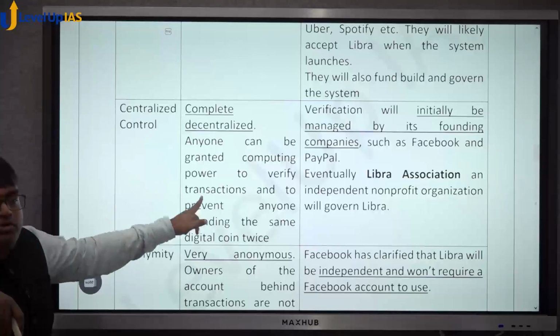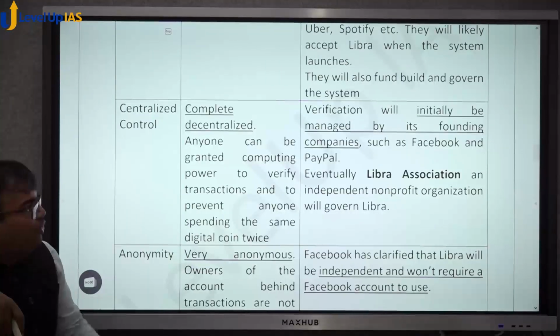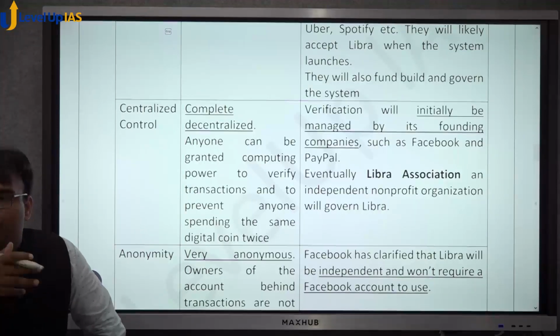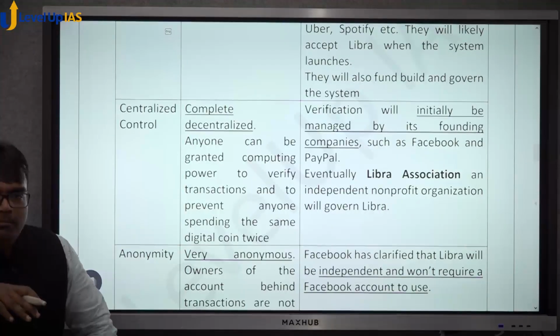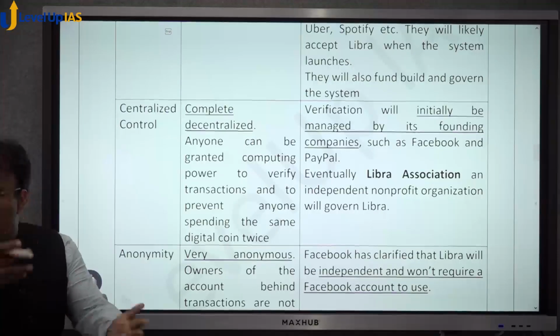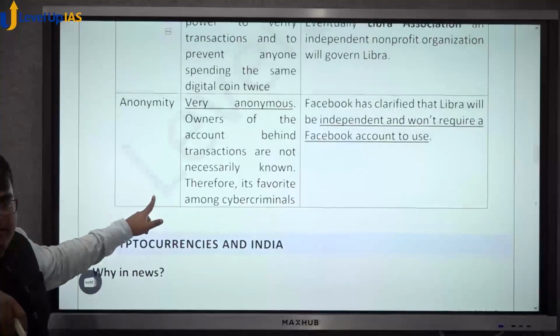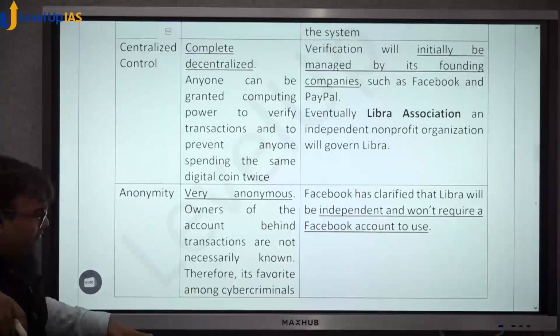Then Bitcoin is completely decentralized. There is no control. Here also, because it will be on blockchain, it will be secure, but there's a Libra association. How many coins would go out, all those controls will remain. These are some basic differences between Libra and Bitcoin.